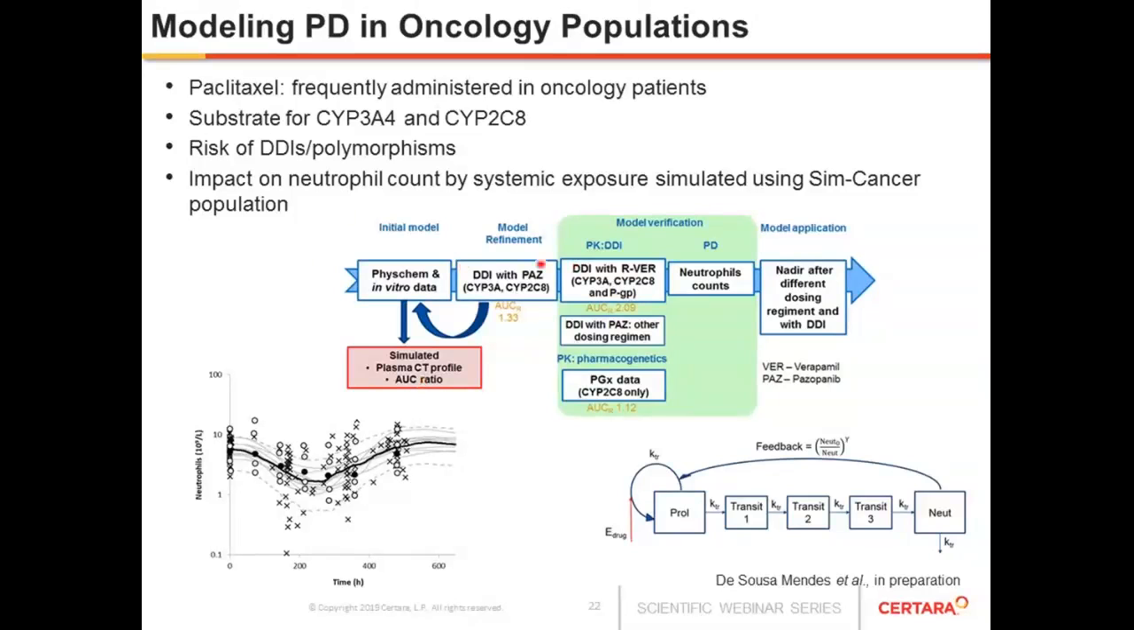looking at drug-drug interactions and performing verification of those parameters within the model, and then applying a PD model to look at the effect on neutrophil counts. And the application is obviously looking at the impact of changing dose, but also any kind of interaction and how that will affect the required dose based on interactions with inhibitors, for example.